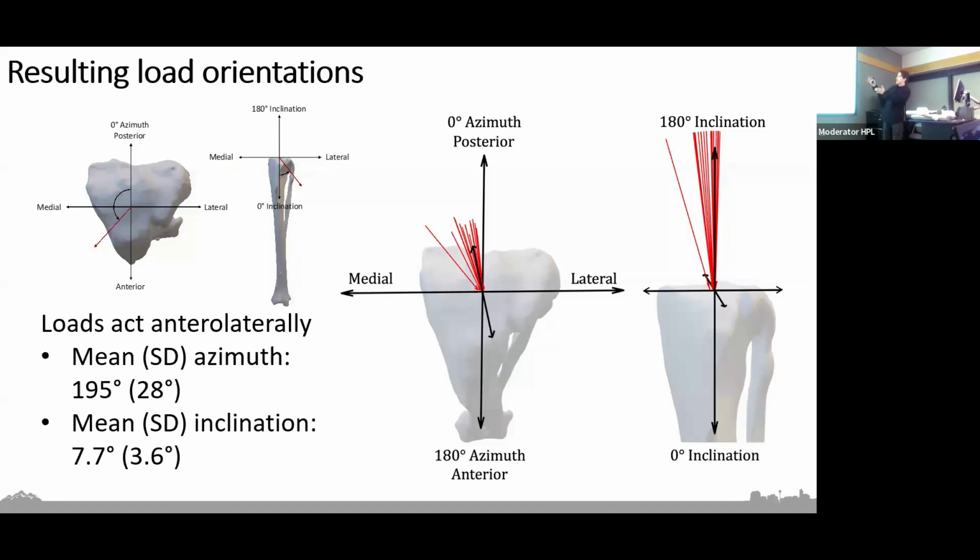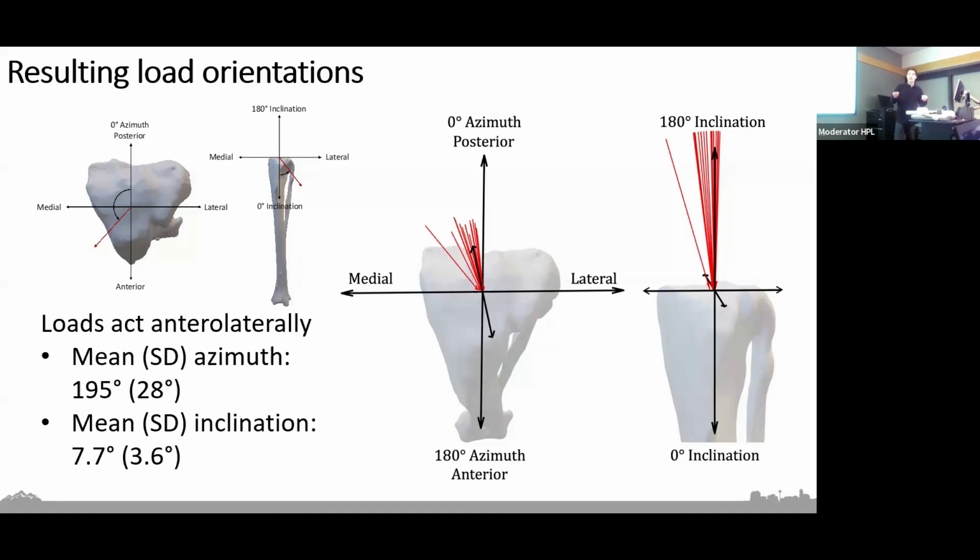And what we can see is that all the orientations coming out of that optimization process look somewhat nicely grouped together. They do all act in the same general direction. So they're in compression moving towards that anterolateral direction. And we converge to an average azimuth angle of 195 degrees. And one thing I'll point out is that there is a pretty significant deviation there. So we're moving plus minus 28 degrees across this whole data set. And for our inclination angle, we converge to 7.7 degrees plus minus 3.6 degrees.